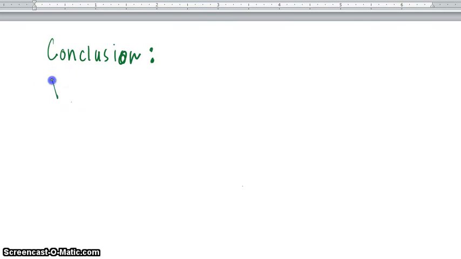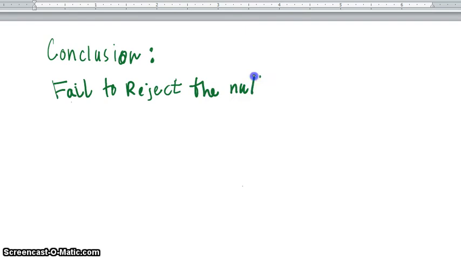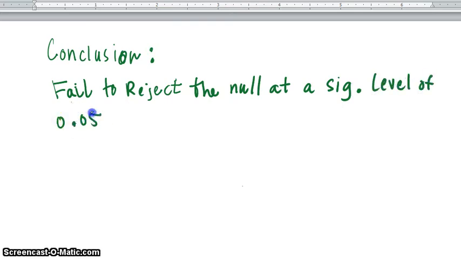So what that means is that we're going to fail to reject the null at a significance level, and I'm just going to abbreviate significance as sig. So sig level of 0.05. Recall, if our p-value is low, we reject H0. If the p-value is high, then the null is going to fly. So we're going to fail to reject the null hypothesis at a significance level of 0.05.